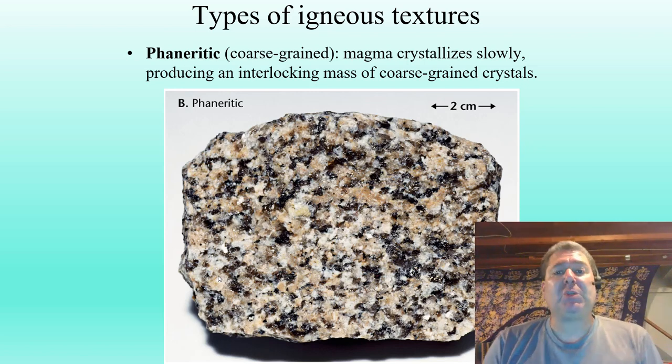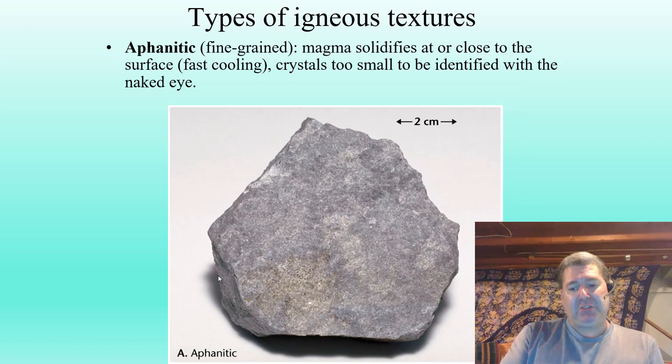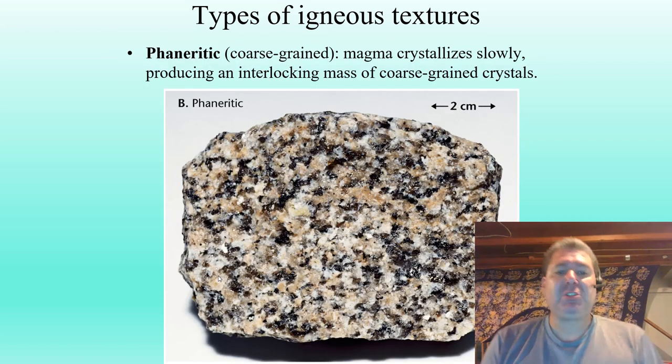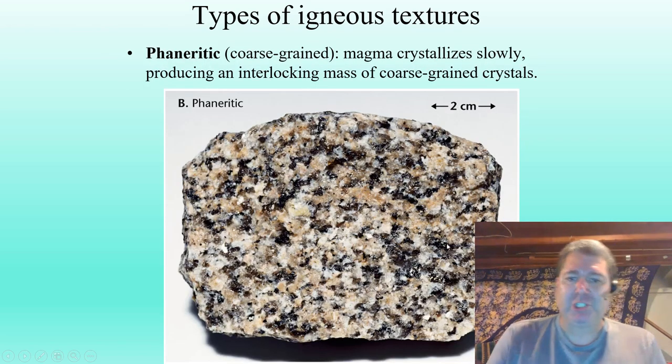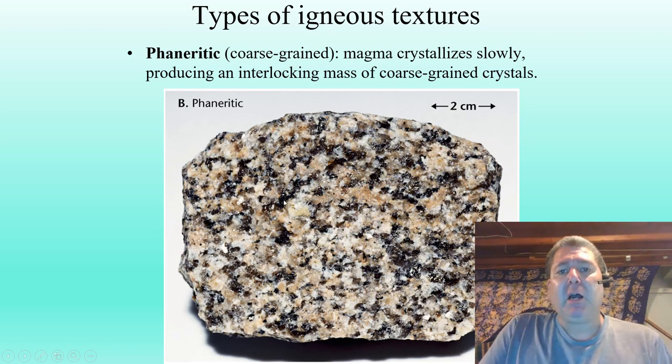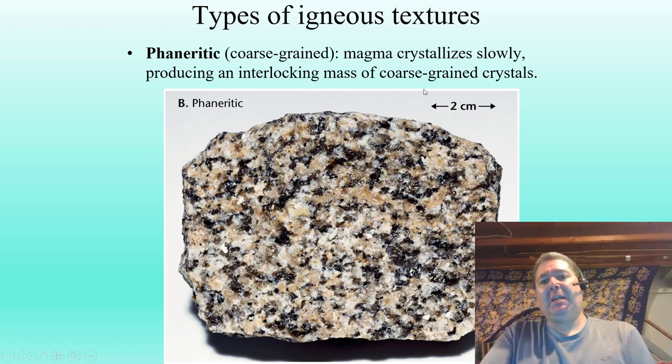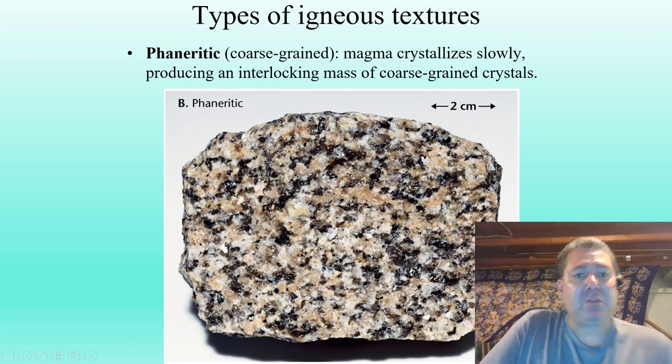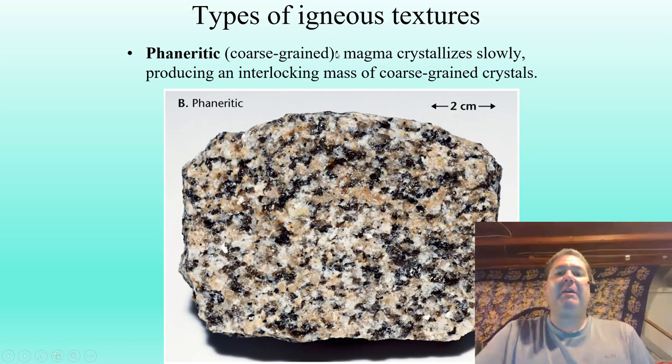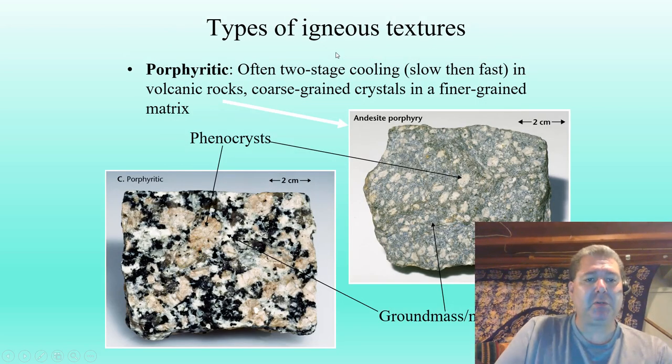Phaneritic texture. Now, this is our coarse-grained, intrusive texture. The last one was our extrusive texture; this is an intrusive texture. Solid crystals, you can see it's all kind of shiny and exciting. Then there's a solid interlocking mass of coarse-grained crystals. So phaneritic: coarse-grained, intrusive, slow cooling.